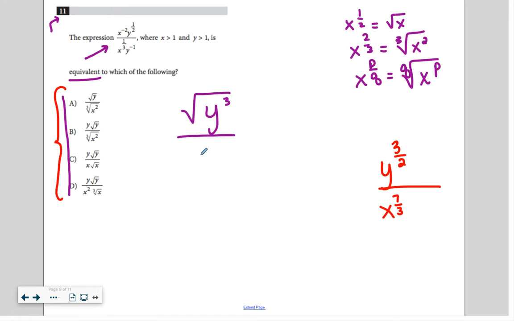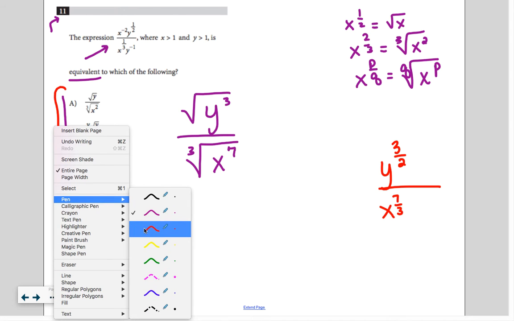X to the 7 thirds would become the cubed root of x to the 7th. Oh gosh, Coach Fred, I'm still not there, okay? All right, well now I've got to apply the properties of roots.